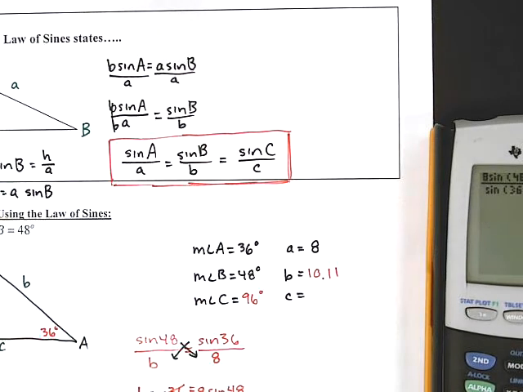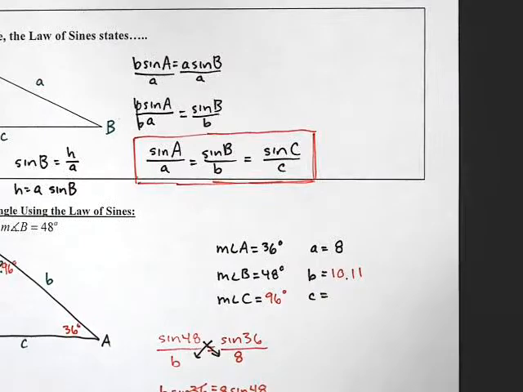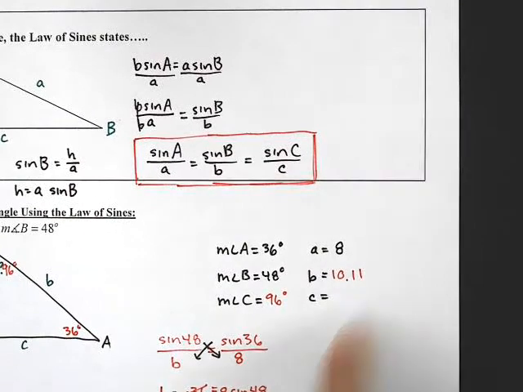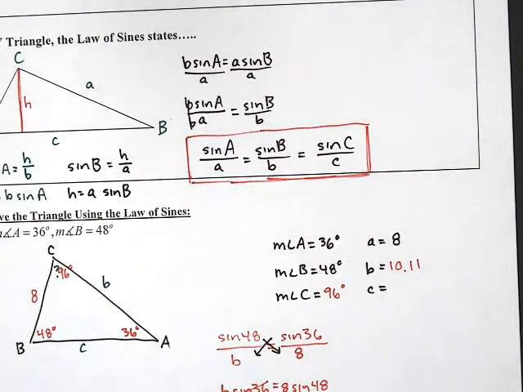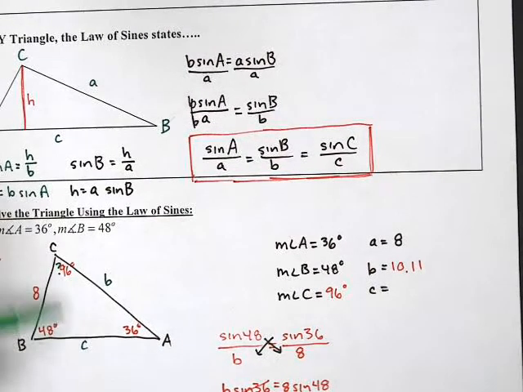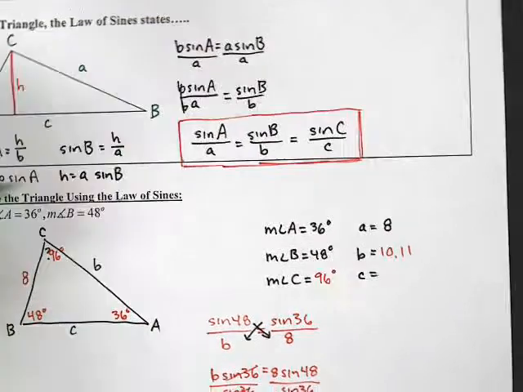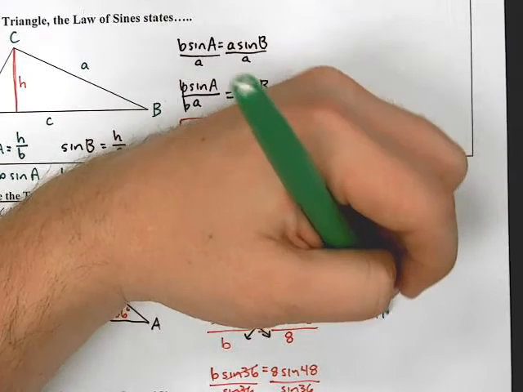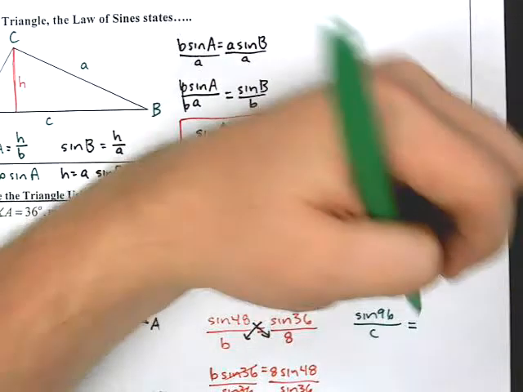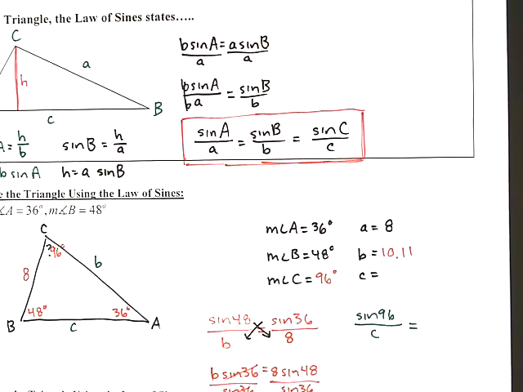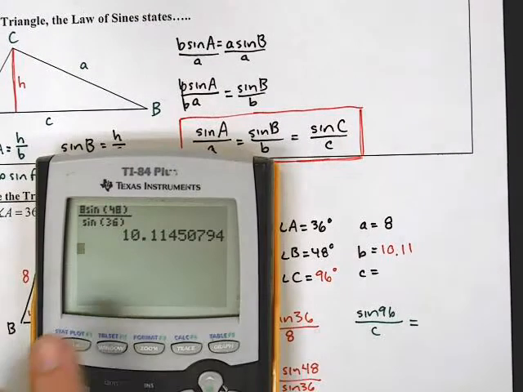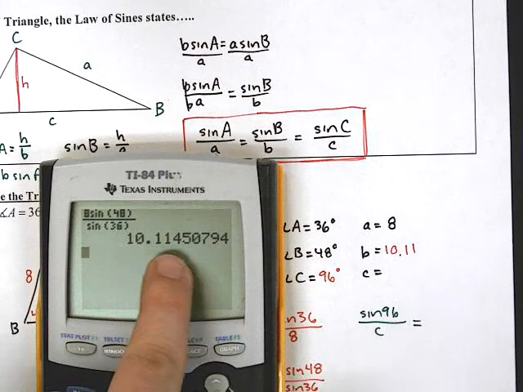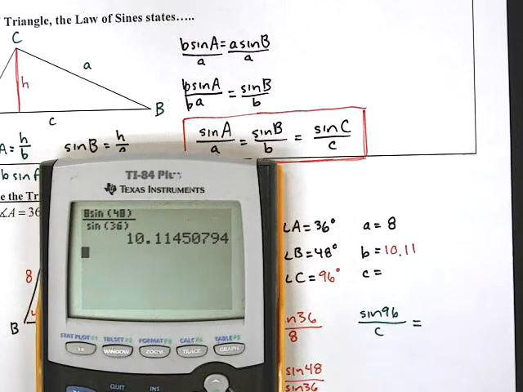Now, we know that all we're looking for is C. C goes with the 96, so I'm going to start by using my fraction that involves the unknown that I'm looking for. So I need sine 96 over C equals. And now you have a choice to make. I don't want to say picking B would be incorrect, but I do want you to know that the actual length of B is 10.11450794, and on and on.